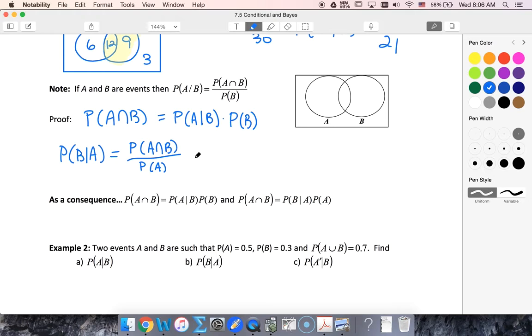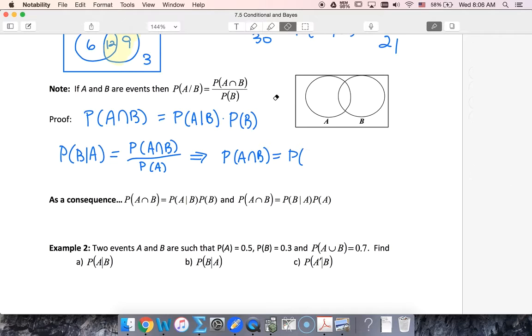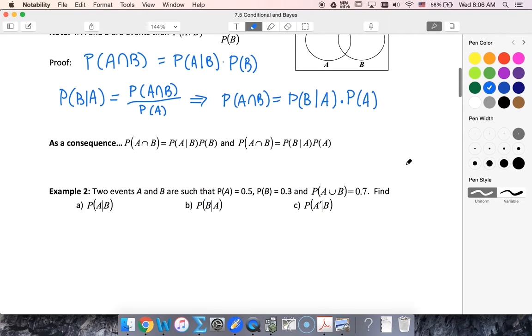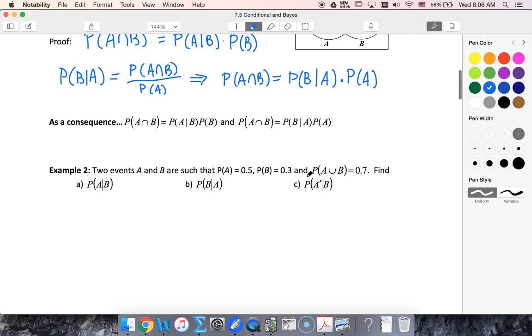So I can say that probability of A intersect B is also probability of B given A times probability of A. So I've got two different ways of thinking about my intersection as well that comes out of my conditional probability. So let's see if I can apply some of those and go with just probabilities.